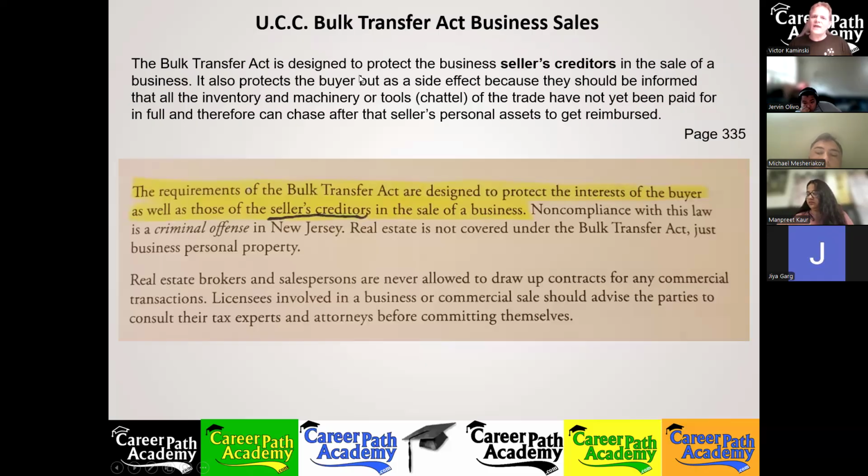Now, the Bulk Transfer Act is designed to protect the seller's creditors in the sale of a business. It also protects the buyer, but as a side effect, because they should be informed that all the inventory and machinery or tools, the chattel of the property, the personal property of the trade, have not yet been paid for in full, and therefore they could chase after the seller's personal assets to get reimbursed if it turns out later on that they've not been paid for in full.